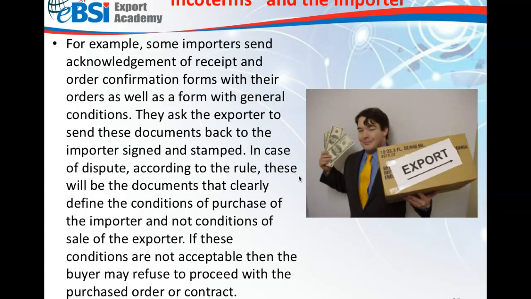In terms of the Incoterms and the exporter, some importers tend to send an acknowledgement of receipt or order confirmation forms with their orders, as well as a form with general conditions. They ask the exporter to send these documents back to the importer signed and stamped. In case of dispute, according to the rule, these will be the documents that clearly define the conditions of purchase of the importer and not conditions of sale of the exporter. This is something that you need to be very aware of and to avoid in order to not have conflicts within the sales contract and other extraneous documents.